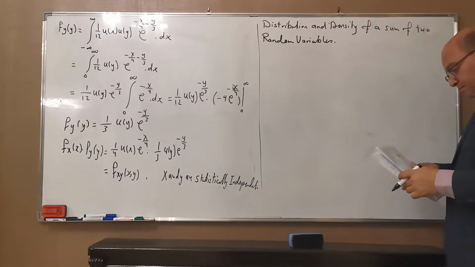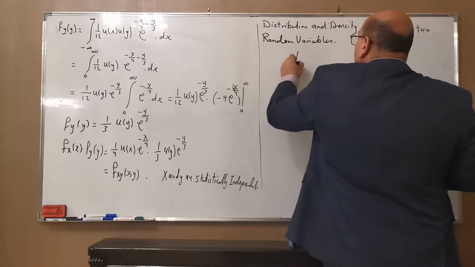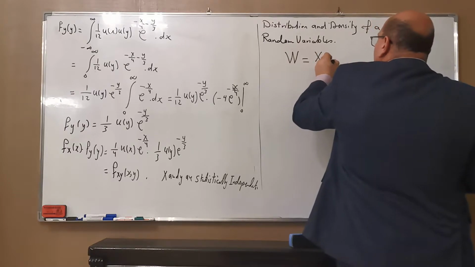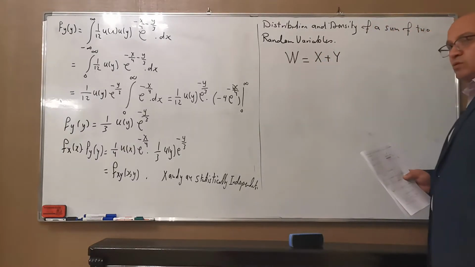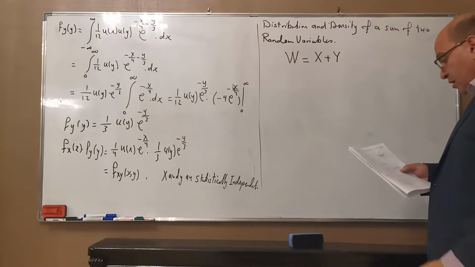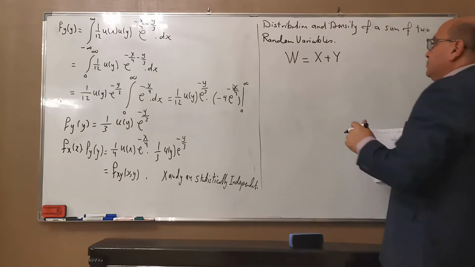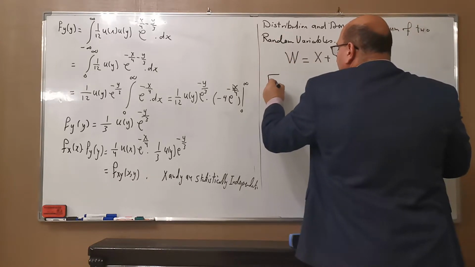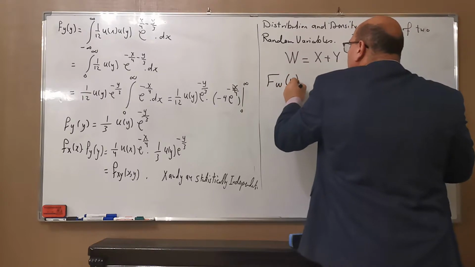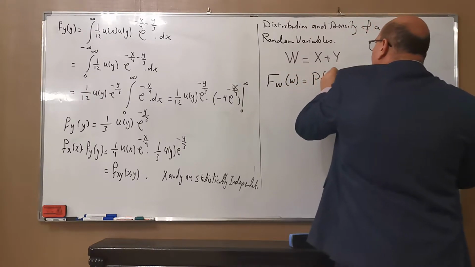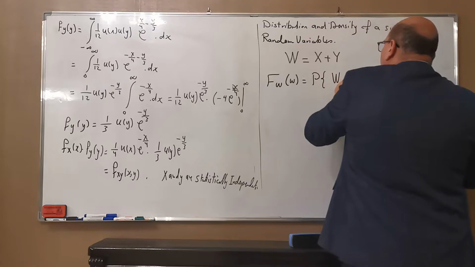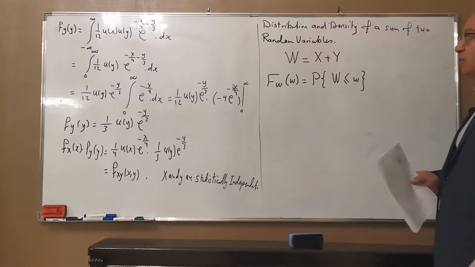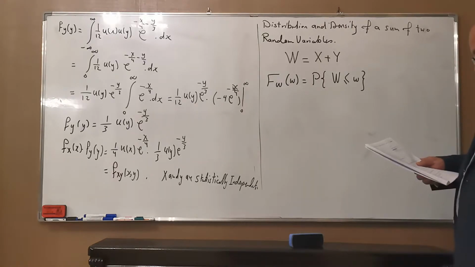Okay, so we will assume that a random variable W is equal to a random variable X plus a random variable Y. So this is what we are looking for. Now I'm going to discuss the distribution function of this: F_W(w) is equal to the probability that the random variable W is less than or equal to small w. This is by definition the definition of the distribution function.